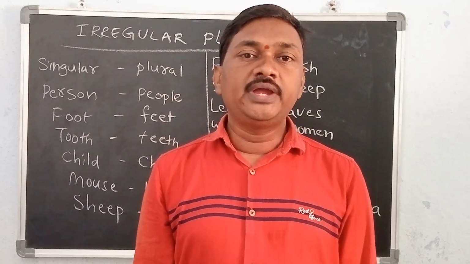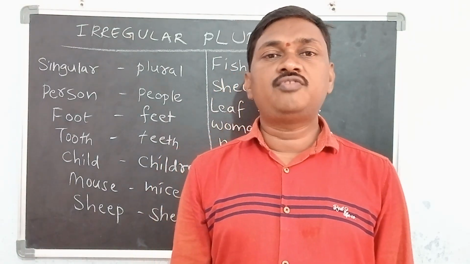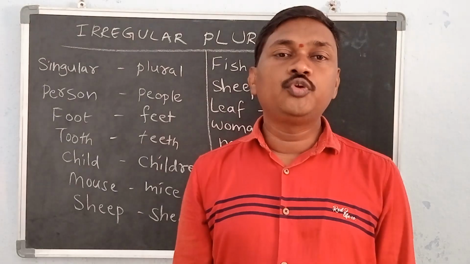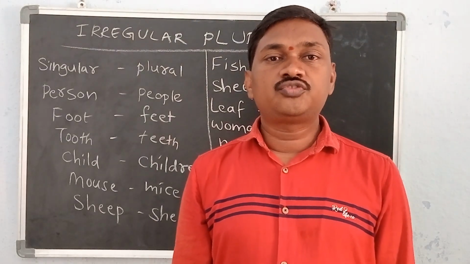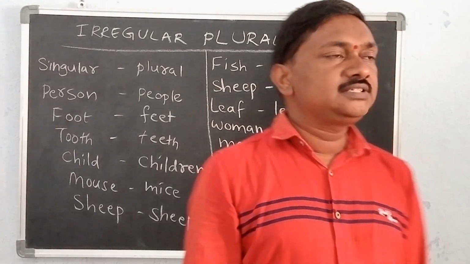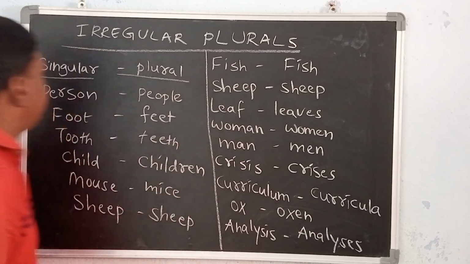But there are many irregular plurals. Generally, the plurals are formed by adding s to singular, but there are a few more exceptions for that. So let us discuss today the irregular plurals. Here singular means one, plural means many.